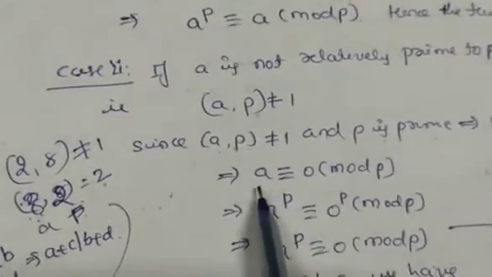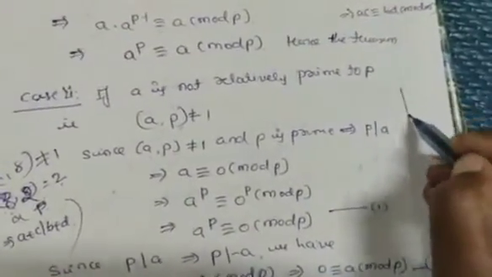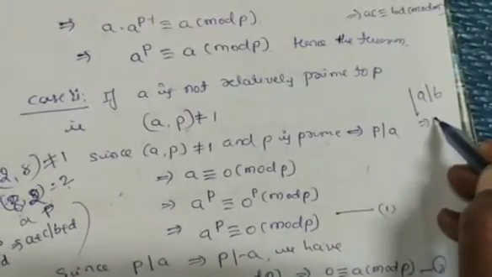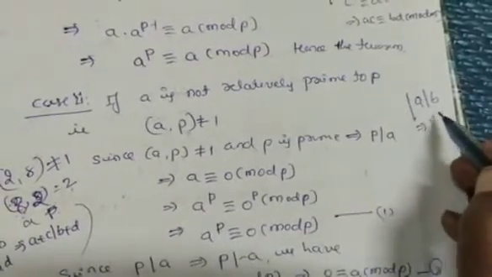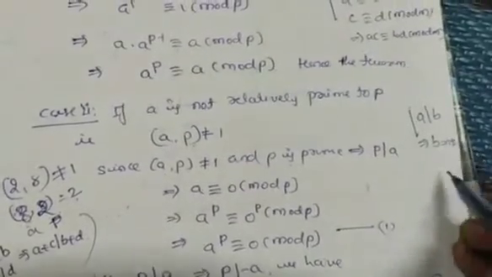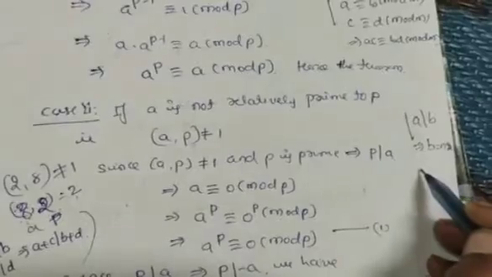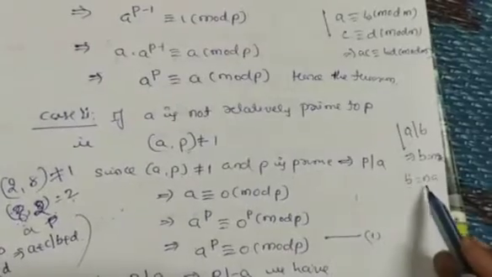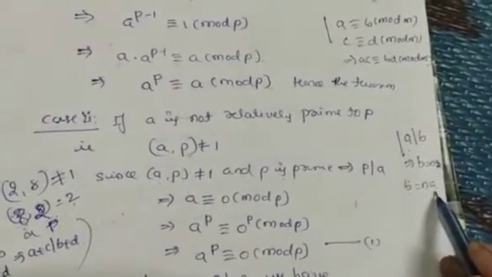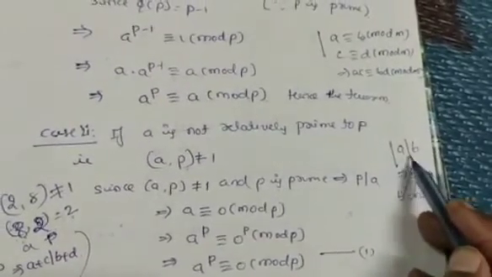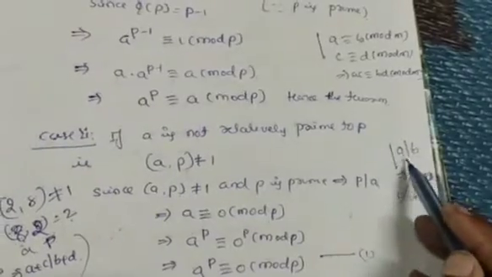So p divides a means, we know again the definition of divides. The definition of divides is: if a divides b, then b is equal to n times a. So it is also the same here. We can take it this way, or otherwise we can take it directly also: if a divides b, then b is congruent to 0.